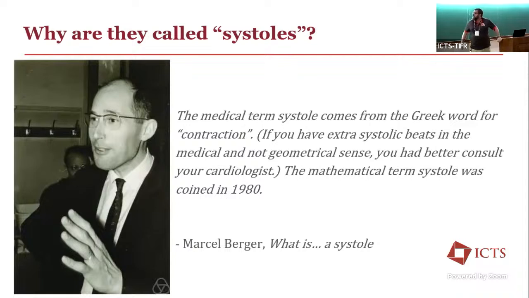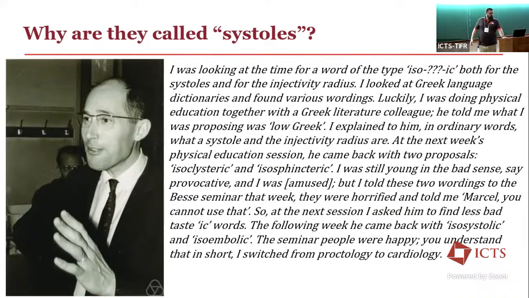In, I think, 2005, Marcel Berger wrote in the Notices of the AMS, as one of these "What is a..." series of articles, that the medical term systole comes from the Greek word for contraction. If you have extra systolic beats in the medical and not geometric sense, you better consult your cardiologist. The mathematical term systole was coined in 1980. So Berger is being a little bit modest here. He knows it was coined in 1980 because he was actually the one who coined it. And in a later interview, I guess, he went into the details. It's kind of long, but it's very interesting.